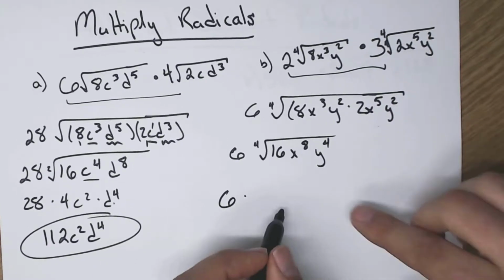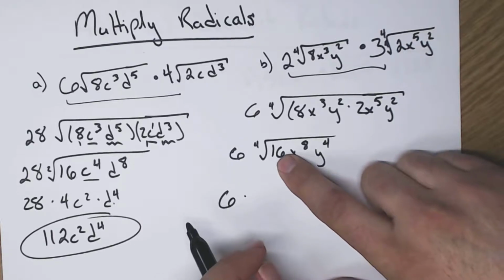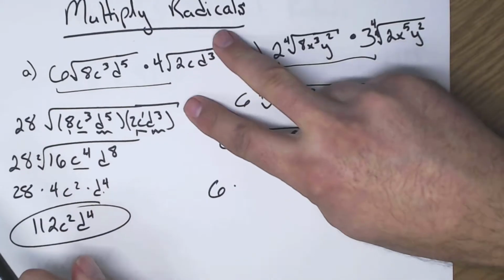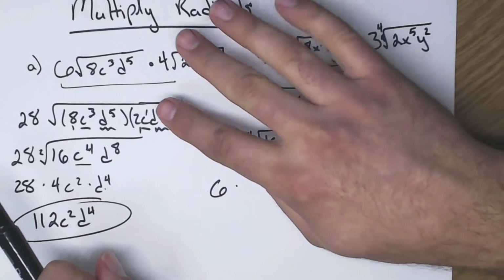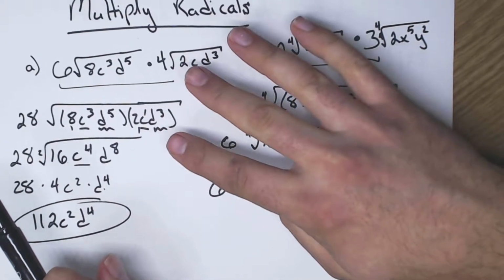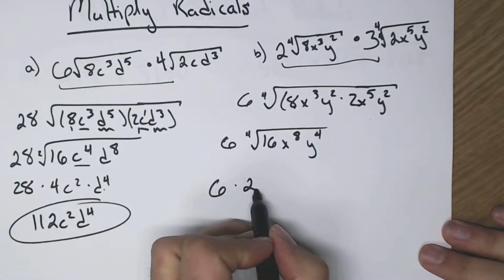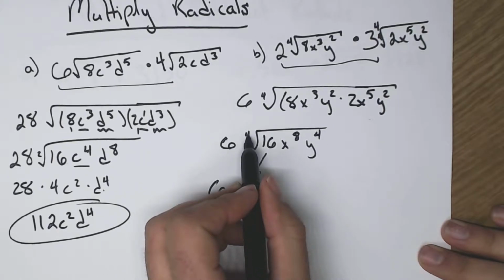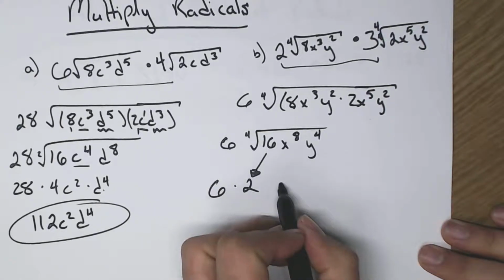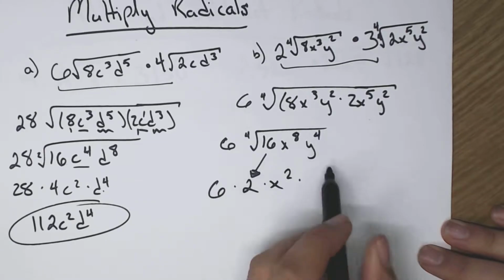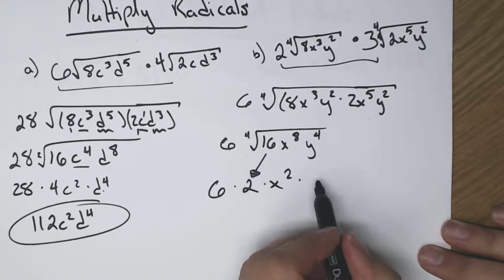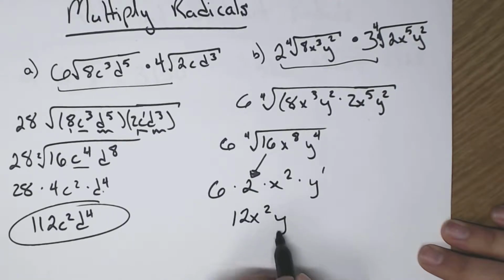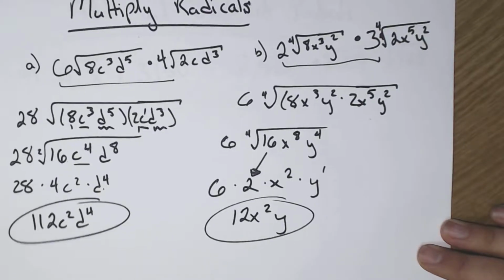So it's 6 times 16. Let's see, are there 4 sets of 2's in there? 2 times 2 gets me 4, times 2 is 8, times 2 is 16. 2 to the 4th is 16, so I can pull a 2 out there. X to the 8, how many times does 4 go into that? Twice, so it's x squared. Y to the 4th, 4 goes into that once, so y to the 1st. 12x squared y. And done.